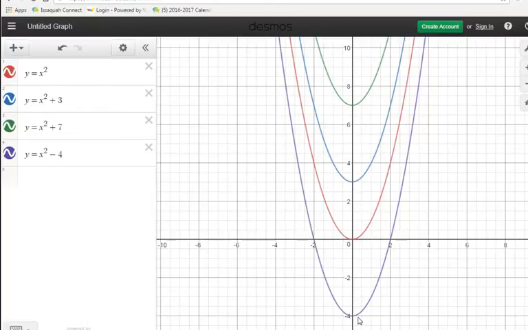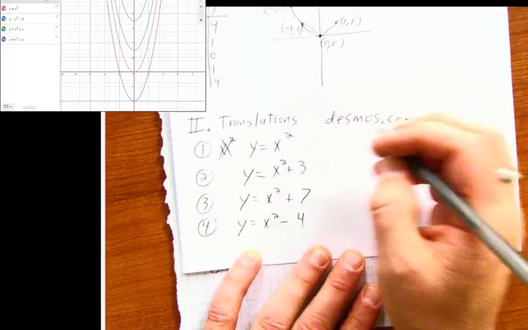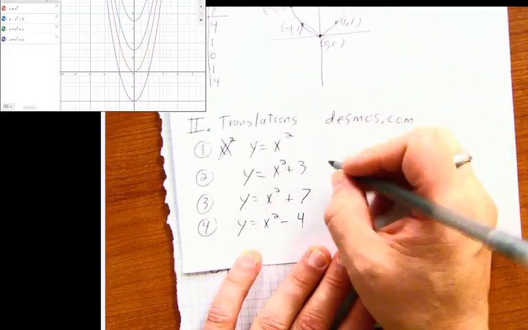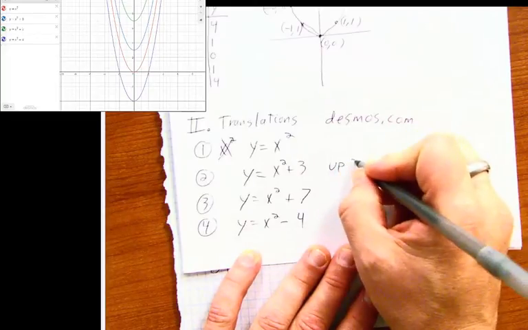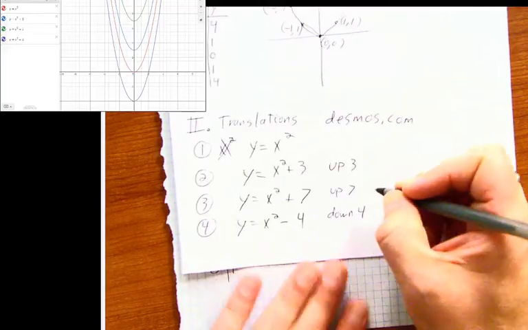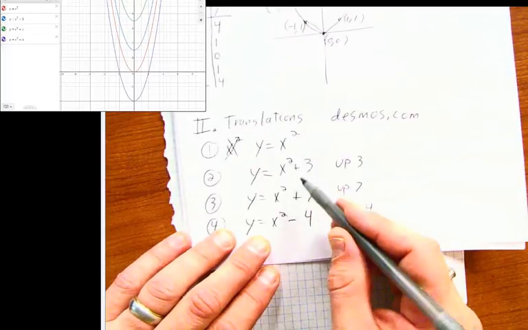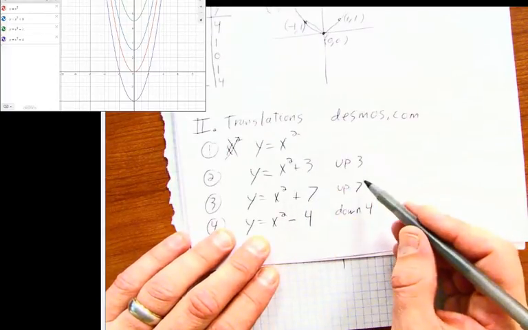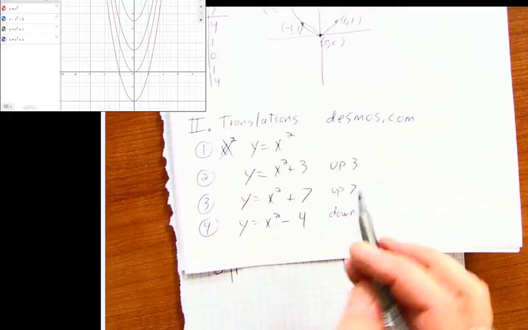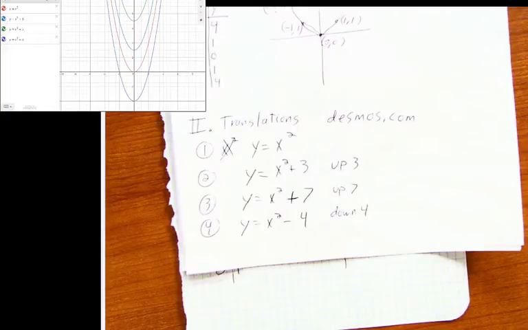So going back to our problem here, if we graph these three graphs, y equals x squared is the normal graph. This graph went up 3. This graph went up 7. This graph went down 4. So it appears that if you're adding a number or subtracting a number to the function, your graph is going to be going up or down according to whether you are adding or subtracting to that equation. Interesting. At least I think it's interesting.